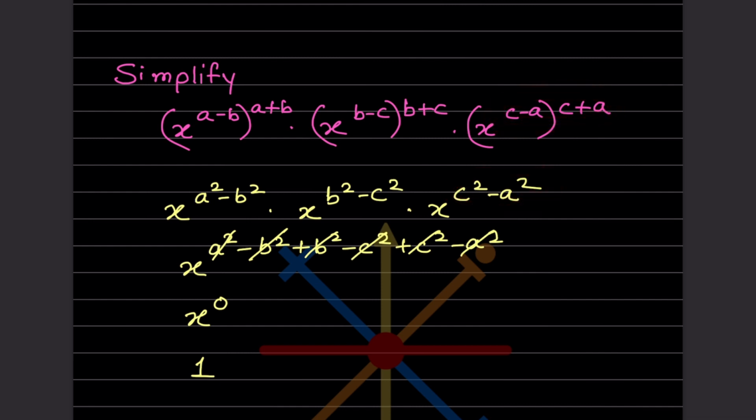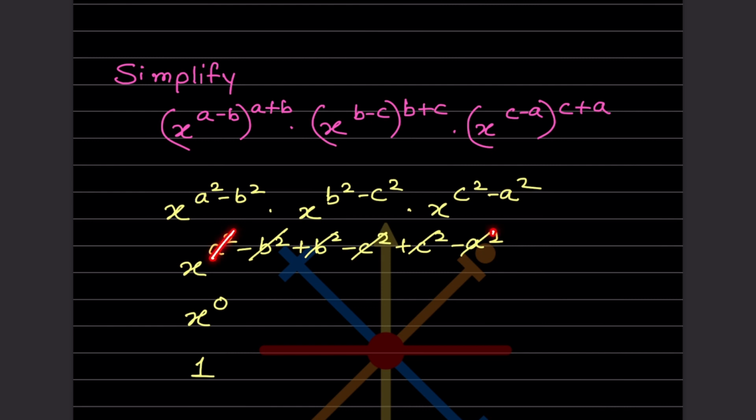So now what we can see, the bases are the same. If the bases are the same, the exponents should be added, meaning x raised to m into x raised to n, you have to add it, x raised to m plus n. So what will we do? We are going to add the exponents. So after adding the exponents, a square minus b square plus b square minus c square plus c square minus a square. So what do we get?